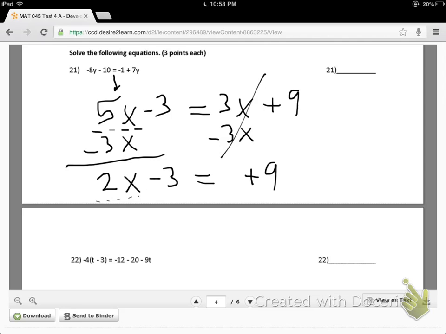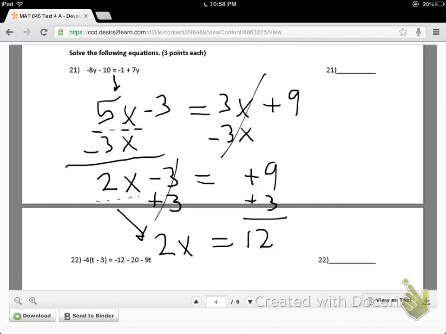If I've got the x's on the left, I don't want this number on the left. So how do I get rid of a negative 3? I add 3, so that's gone. If I do it to the left, I've got to do it to the right. So that makes 12, doesn't it? Now I've got this 12 on the right, and I've just got the 2x on the left.